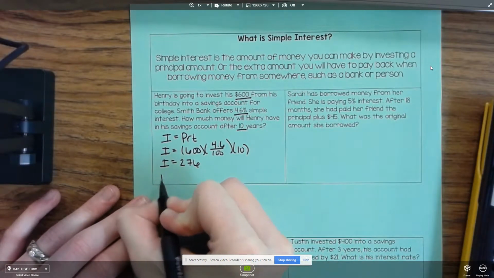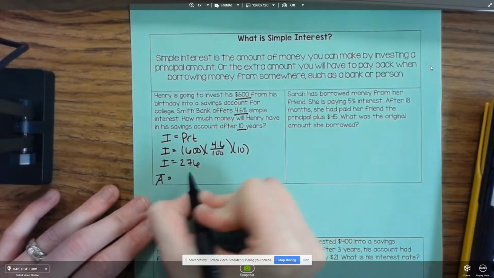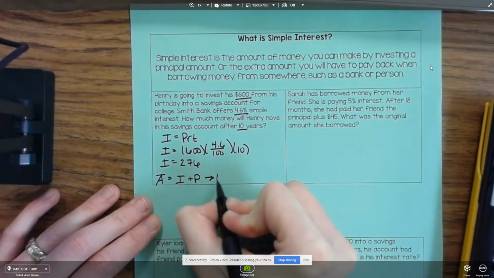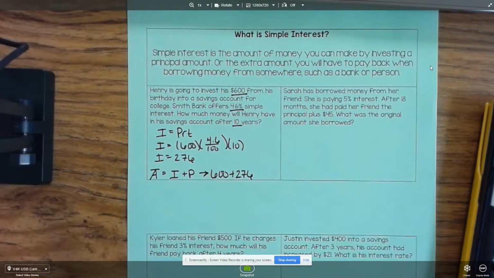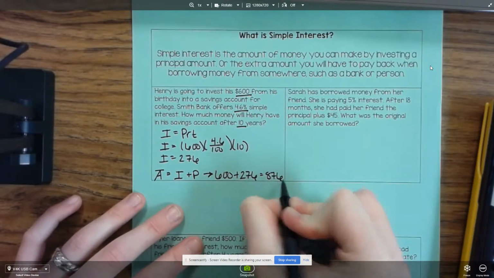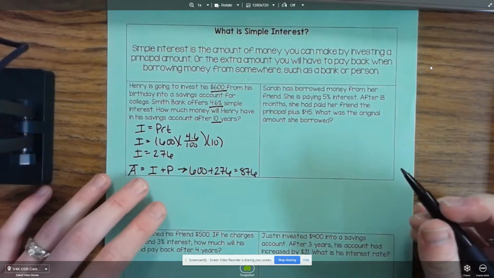So if I want to get the total, or A, we use A sometimes, we have to do the interest plus the principal. So we have to go back and add our answer to our principal. So we would get a total of $876.